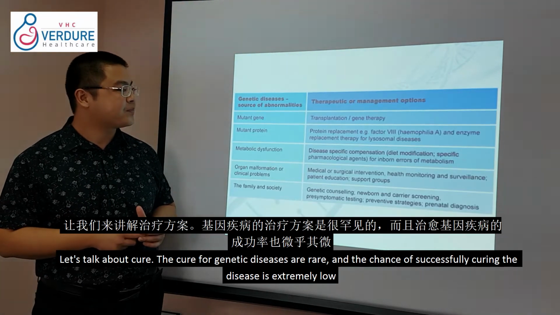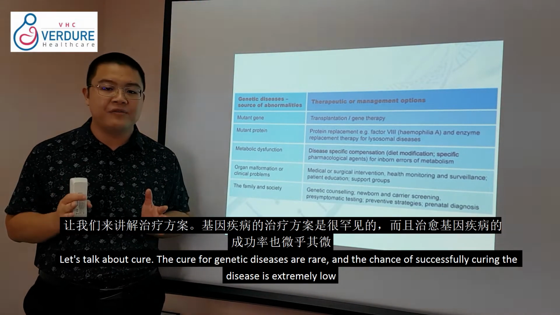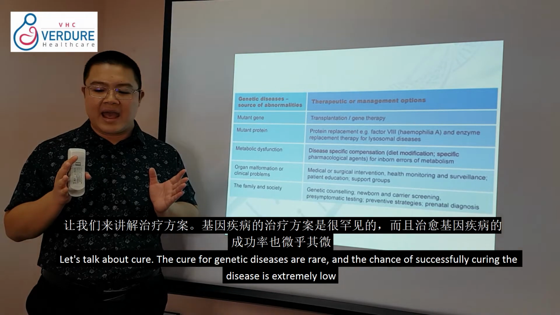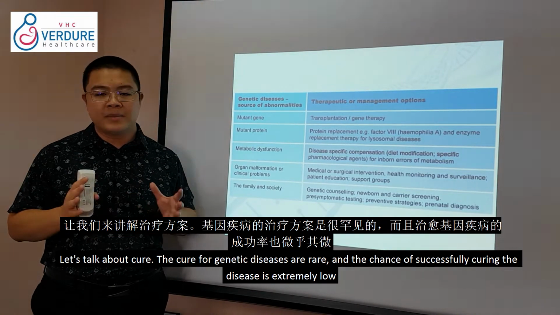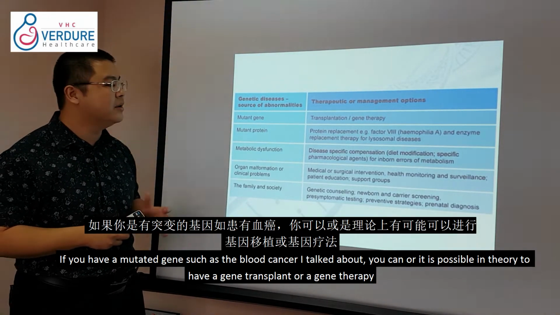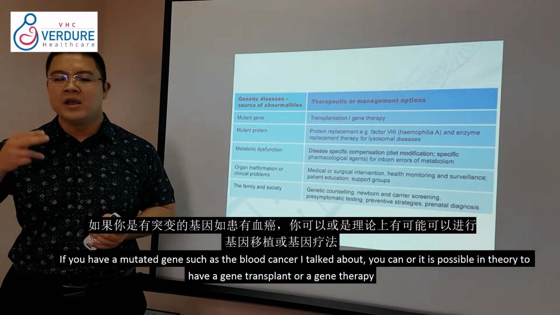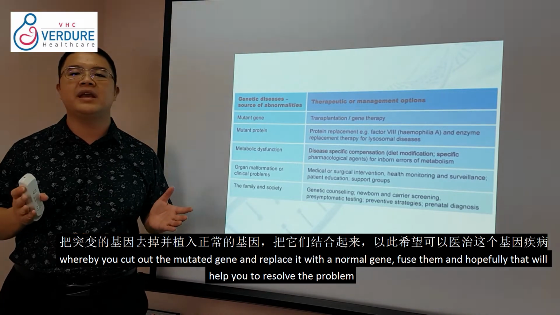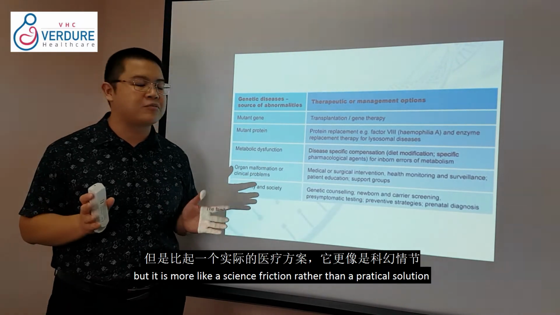Right, so, okay. Let's talk about cure. The thing about genetic disease, unfortunately, is that cures are very rare, and the chance of successfully curing a genetic disease is extremely low. But what I'm going to share with you is, if you have a mutated gene such as the kind of blood cancer I talked about, it is possible in theory to do a gene transplant or a gene therapy whereby you cut out the mutation, insert the normal gene back in and fuse them, and hopefully that will help you resolve the problem. But once again, it's more like science fiction rather than a practical solution.